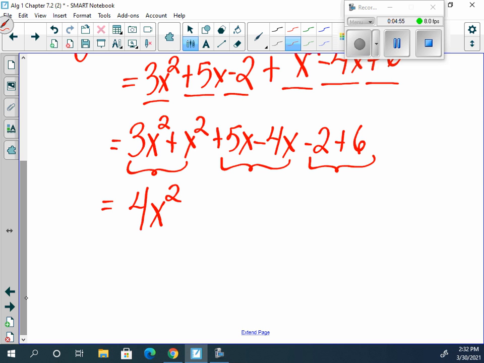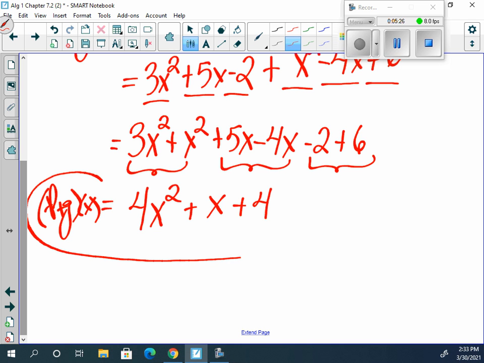Now in the middle I have 5x minus 4x. What would that leave me with? One, plus x, because 5 minus 4 is positive 1. Negative 2 plus 6 would be plus 4. So (f + g)(x) is 4x squared plus x plus 4.